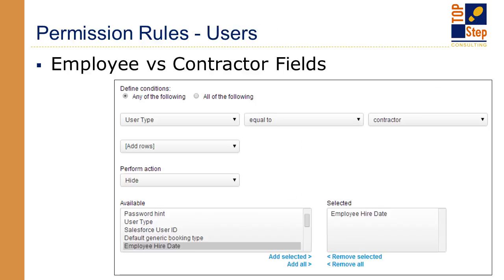Employee versus contractor. Again, something we just briefly discussed. If the user type is a contractor, we don't need an employee hire date, for example. So we can hide that.